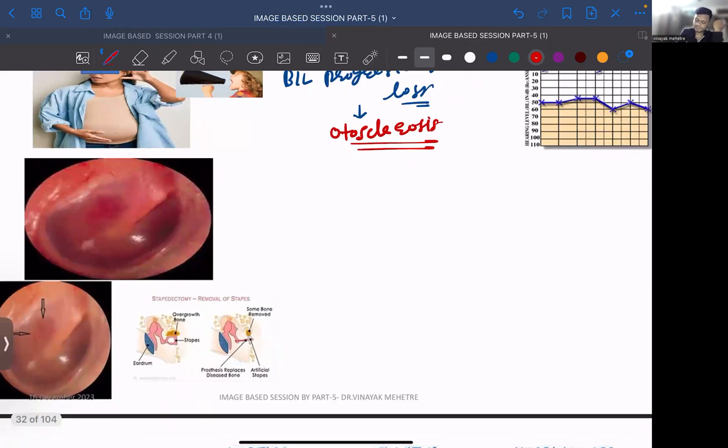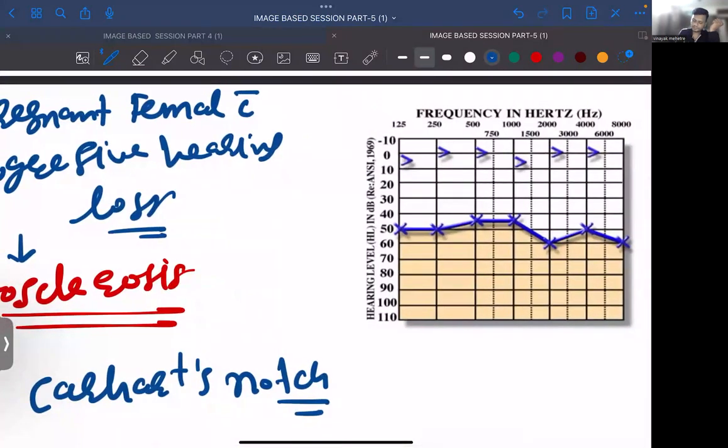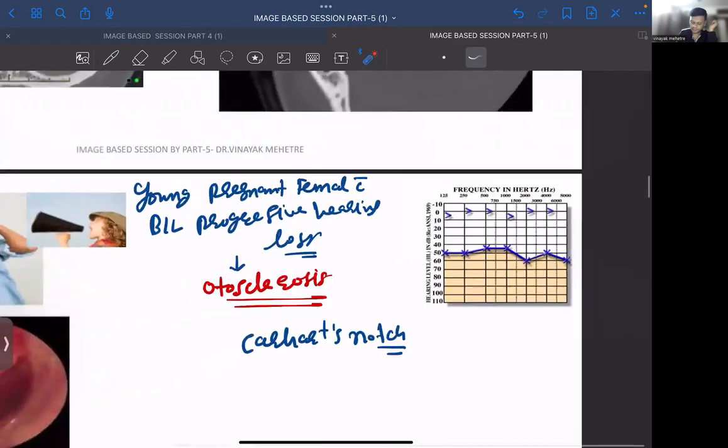First one is Carhart notch. Carhart notch. क्या होता है Carhart notch? Yes. See, it was going normally and there is a sudden dip on 2000 hertz. Dip आ गया, right? Dip आ गया यहाँ पे. Sudden dip at the 2000 hertz is called as Carhart notch, right?